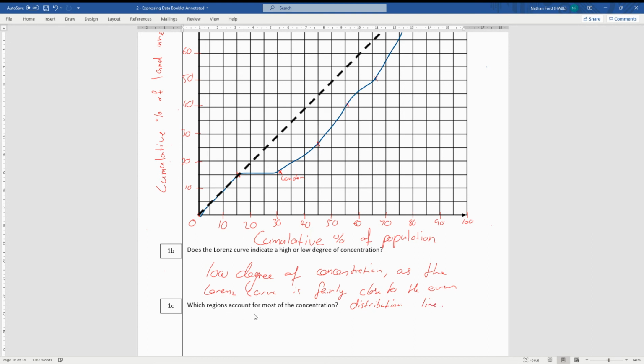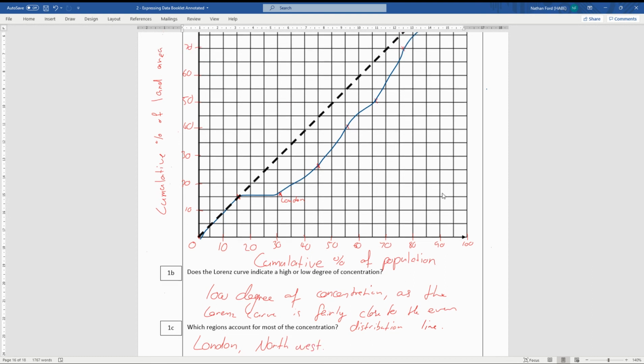And which regions account for the most concentration? Well, we have London and Northwest. Yeah, you could argue this one here as well, but it goes in and that's a little bit closer than this one here.